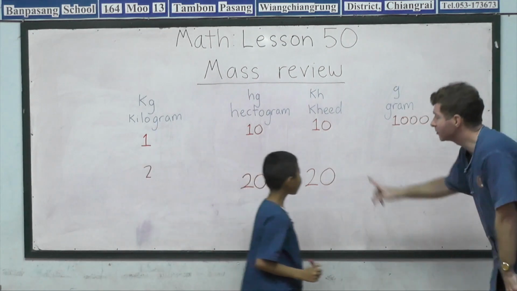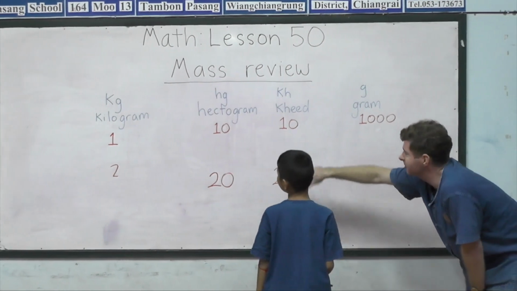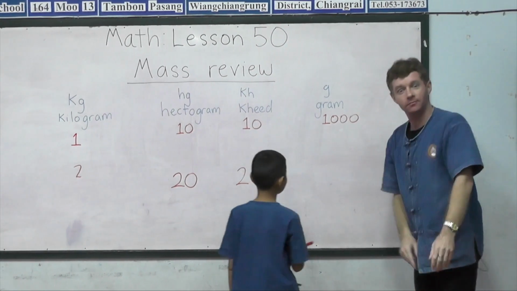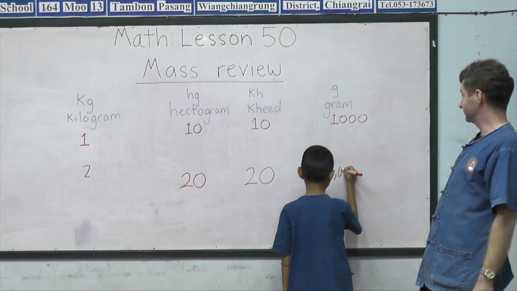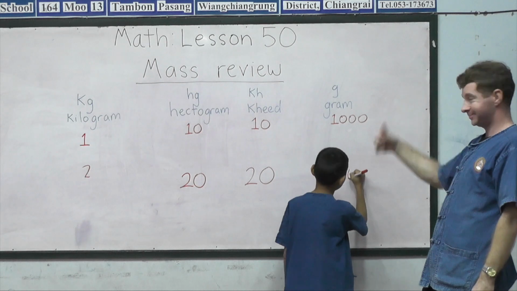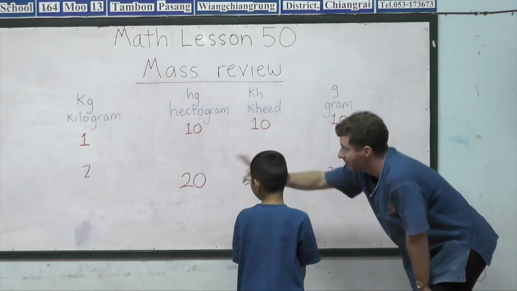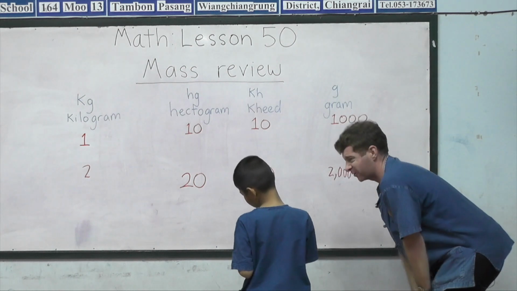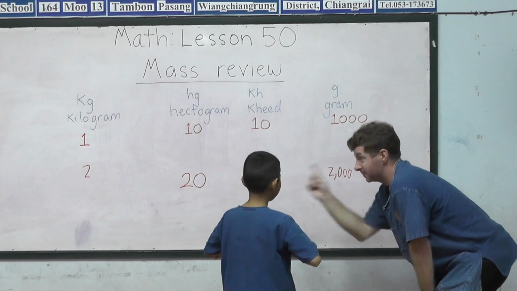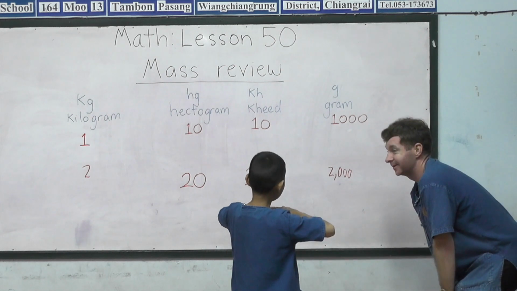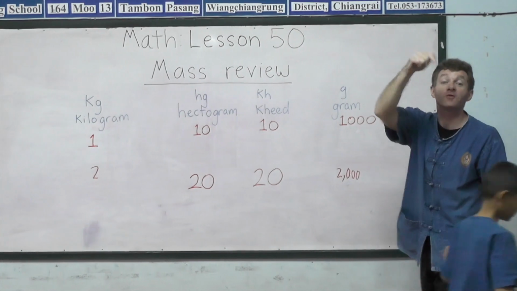Correct. So 2 kilograms, 20 hectograms, 20 kid, how many grams? 2,000 grams. Perfect. And remember the comma too. Bangpon, that's brilliant. So how many kilograms? 2. How many hectograms? 20. How many kid? 20. Always the same. How many grams? 2,000. Perfect. High five. Round of applause for Bangpon.